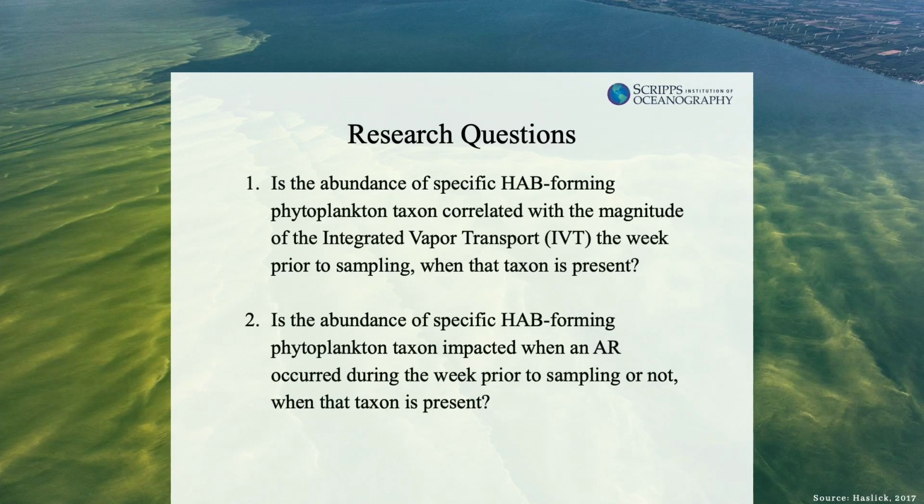So I really wanted to understand the relationship between this meteorological phenomenon of atmospheric rivers and harmful algal blooms. So my research looked at two specific research questions. My first question asked if the abundance of specific harmful algal bloom causing phytoplankton taxa is correlated with the magnitude of the IVT in a region. And my second question asked if the abundance of specific harmful algal bloom phytoplankton taxa is impacted when an atmospheric river comes through a region.